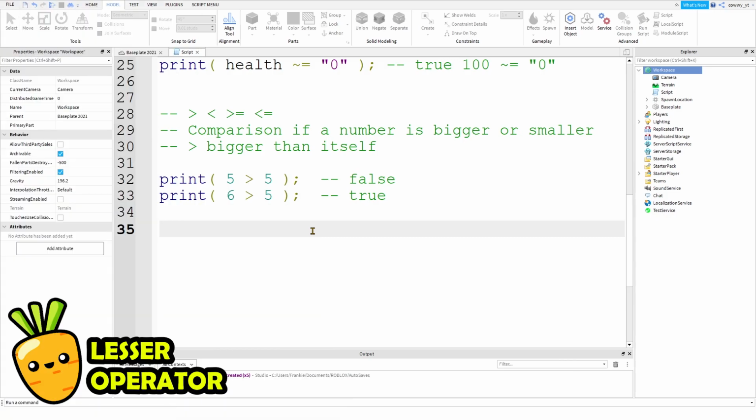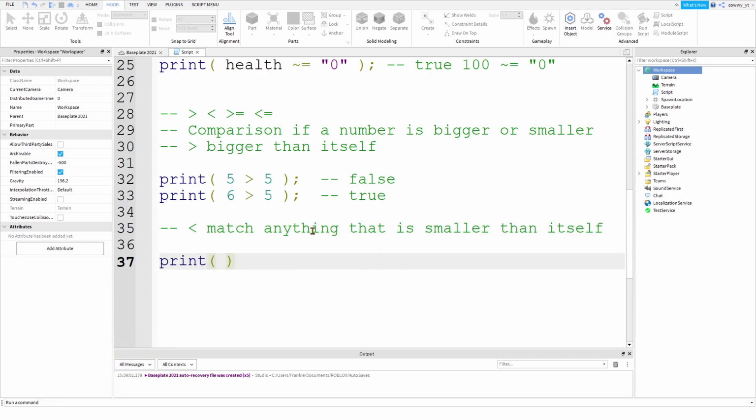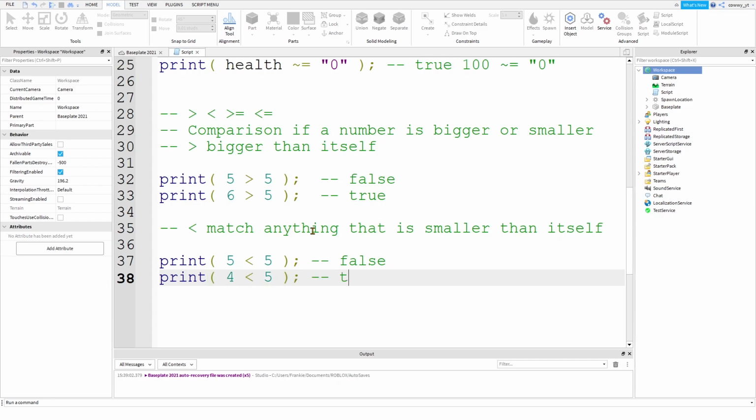Now, moving on to the lesser symbol here, it will match anything that is smaller than itself. So again, here's an example. Is 5 lesser than 5? Again, no, 5 is not smaller than 5. However, 4 is smaller than 5, and therefore Studio is going to say yes, 4 is smaller than 5.